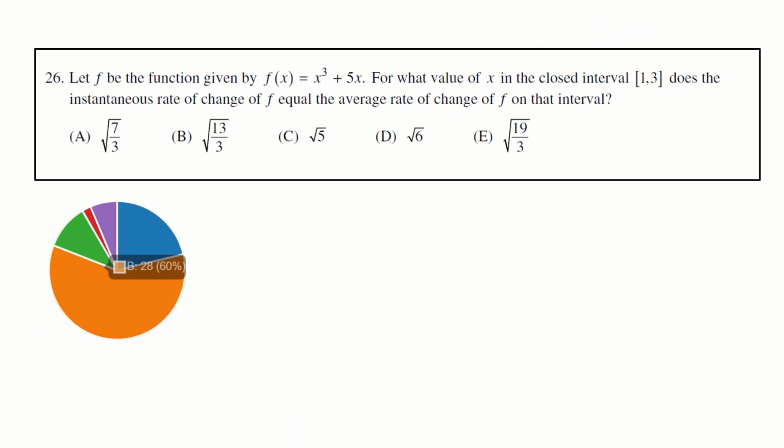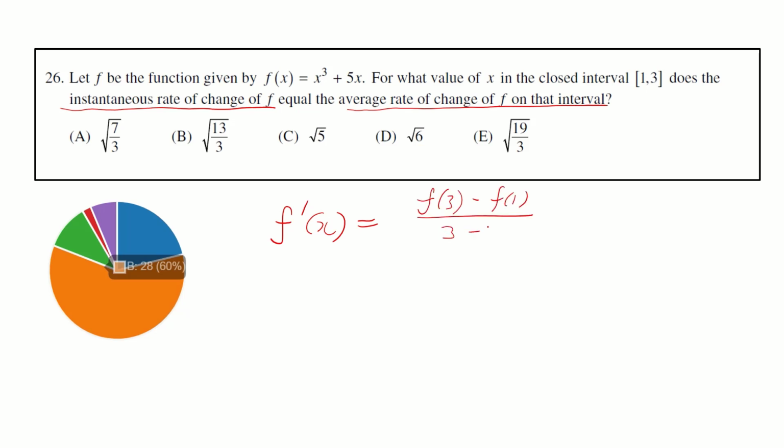Next question. Question 26. Let f be the function given by f(x) equals x cubed plus 5x. For what value of x in the closed interval does the instantaneous rate of change, that is f prime of x, equal the average rate of change? So that will be f of 3 minus f of 1 over 3 minus 1. So what is the value of this x?